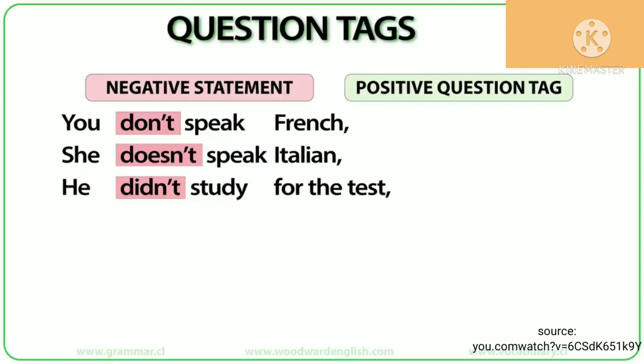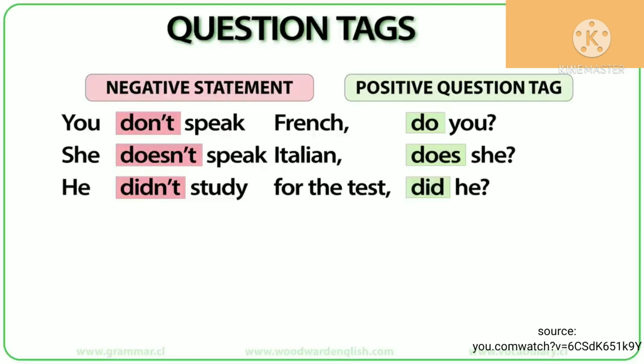When a statement has don't, doesn't, or didn't in it, you just remove the negative end part of N'T to make it a positive question tag. You don't speak French. Do you? She doesn't speak Italian. Does she? He didn't study for the test. Did he?